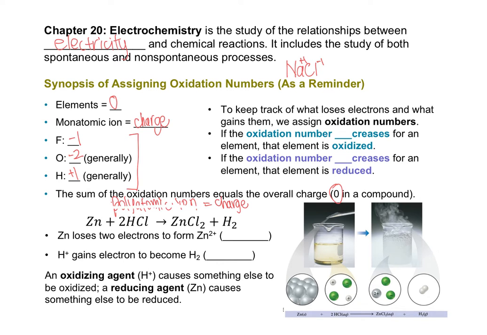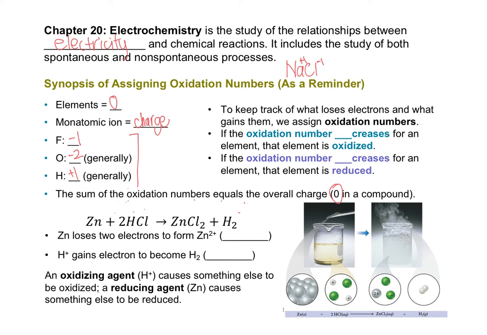Let me erase this. Hopefully you wrote it on the side or something. So let's practice with this example down here. So I have zinc plus hydrogen chloride or hydrochloric acid, depending on the phase, reacts to form zinc chloride and hydrogen. So first thing I like to do is go through and identify the easy ones, and actually all of these are pretty straightforward. So do we have any elements?